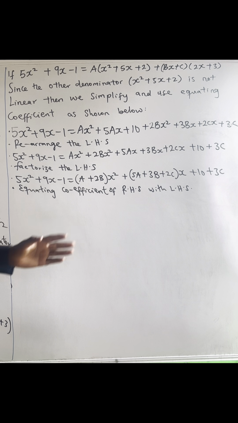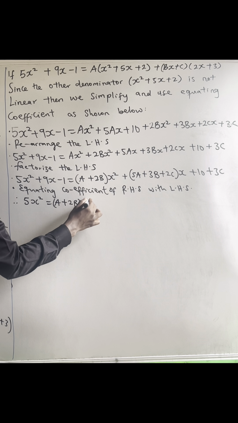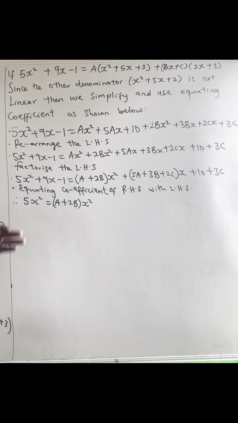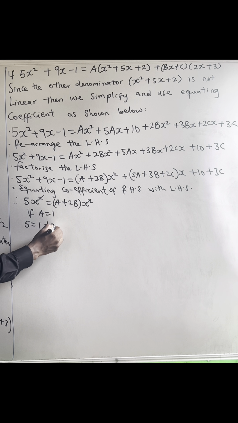You will see that on the left hand side I have x squared. On the right hand side I have x squared. Therefore I can say 5x squared equals a plus 2b, x squared. That's what we mean by equating coefficients. Do you get that? So therefore this x squared can cancel this x squared. Don't forget that from the beginning of this solution, we've already gotten our a to be 1. So if a is 1, then 5 is equal to 1 plus 2b.